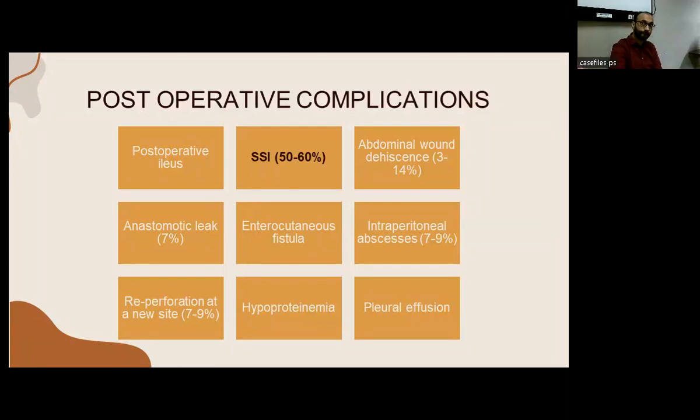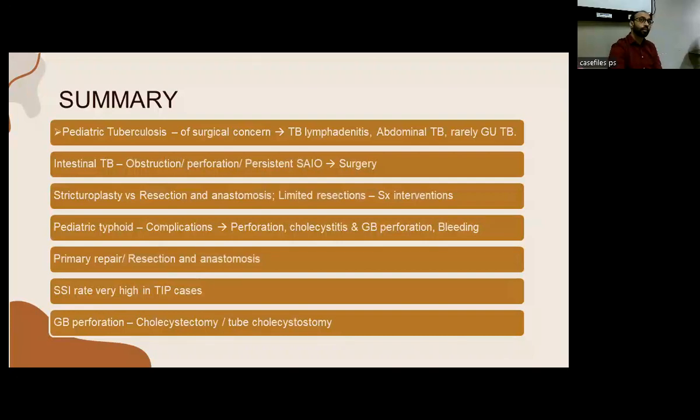So to summarize, pediatric tuberculosis of surgical concern includes tuberculous lymphadenitis, abdominal TB, and rarely genitourinary TB. When it comes to intestinal TB, the child can present with obstruction, perforation, or a persistent subacute obstruction that requires surgery. Then stricturoplasty versus resection anastomosis is decided based on the type and location of the stricture, and limited resections are also recommended. These are the surgical interventions usually done in intestinal TB.